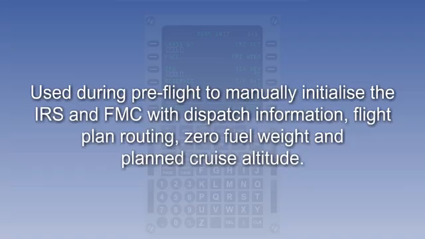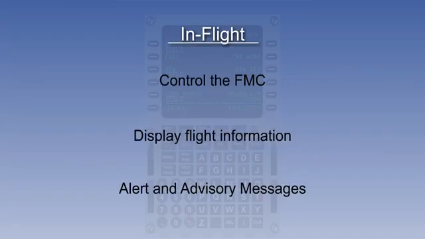The CDUs are used during pre-flight to manually initialize the IRS and FMC with dispatch information, flight plan routing, zero fuel weight and planned cruise altitude. In flight, they are used to control the FMC and display flight information, and to show alert and advisory messages.